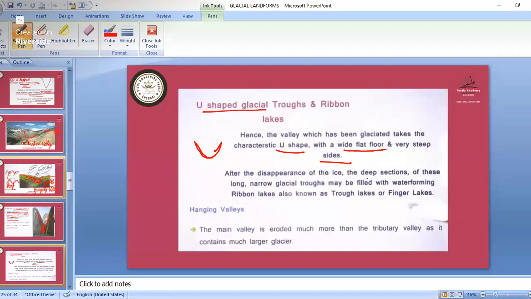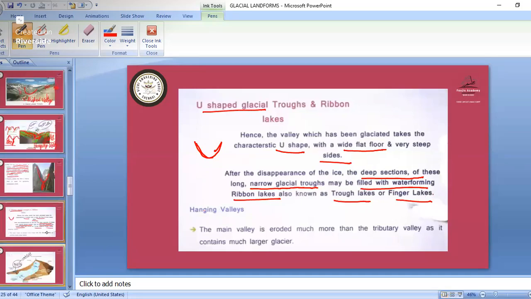After the disappearance of the ice, the deep sections of these long narrow glacial troughs may be filled with water, forming ribbon lakes. They are also known as trough lakes or finger lakes. So this is about the hanging valleys, U-shaped valleys, and the ribbon lakes.